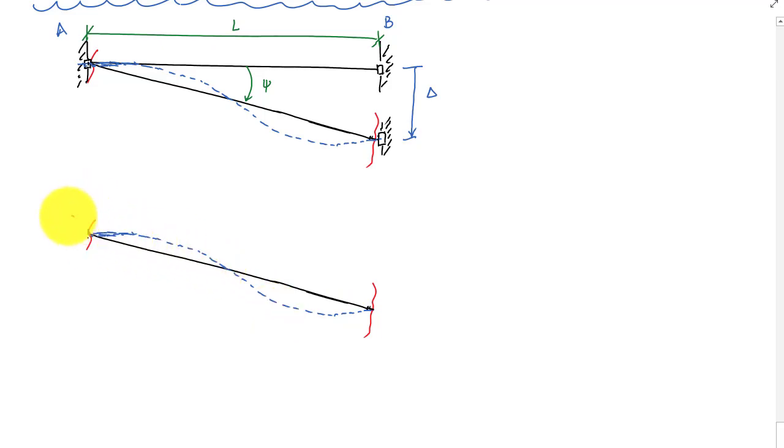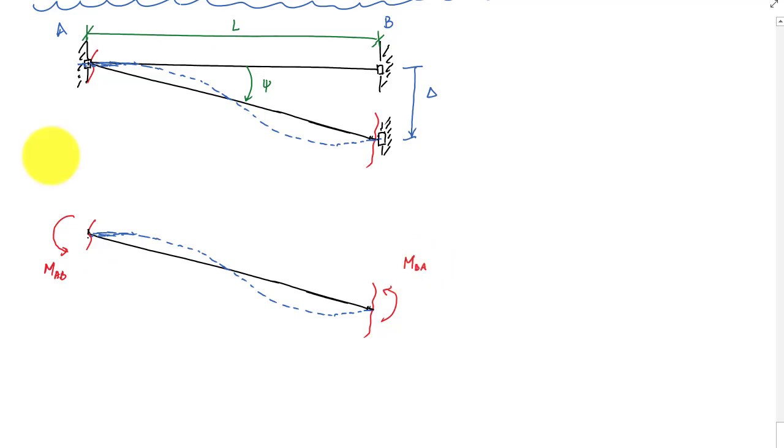So that would be associated with a moment that goes like this. And end A, or end B, is concave up. And there I would have a moment that's associated like this. So I'll call this for now MAB. And I'll call this MBA like this.